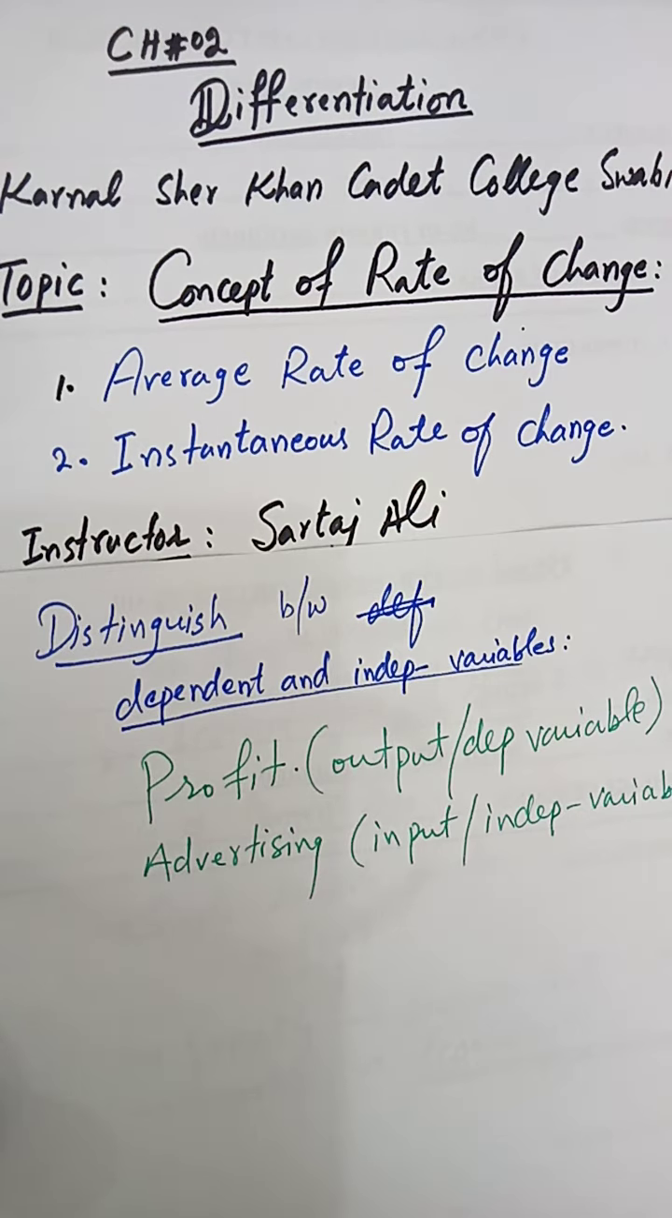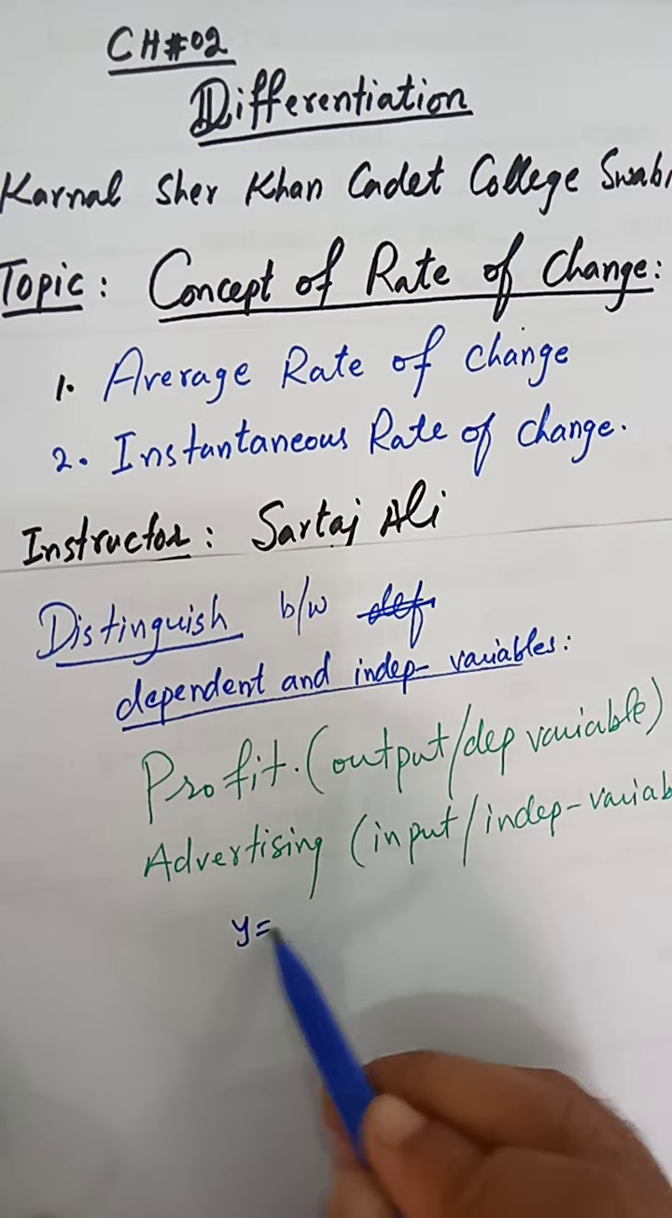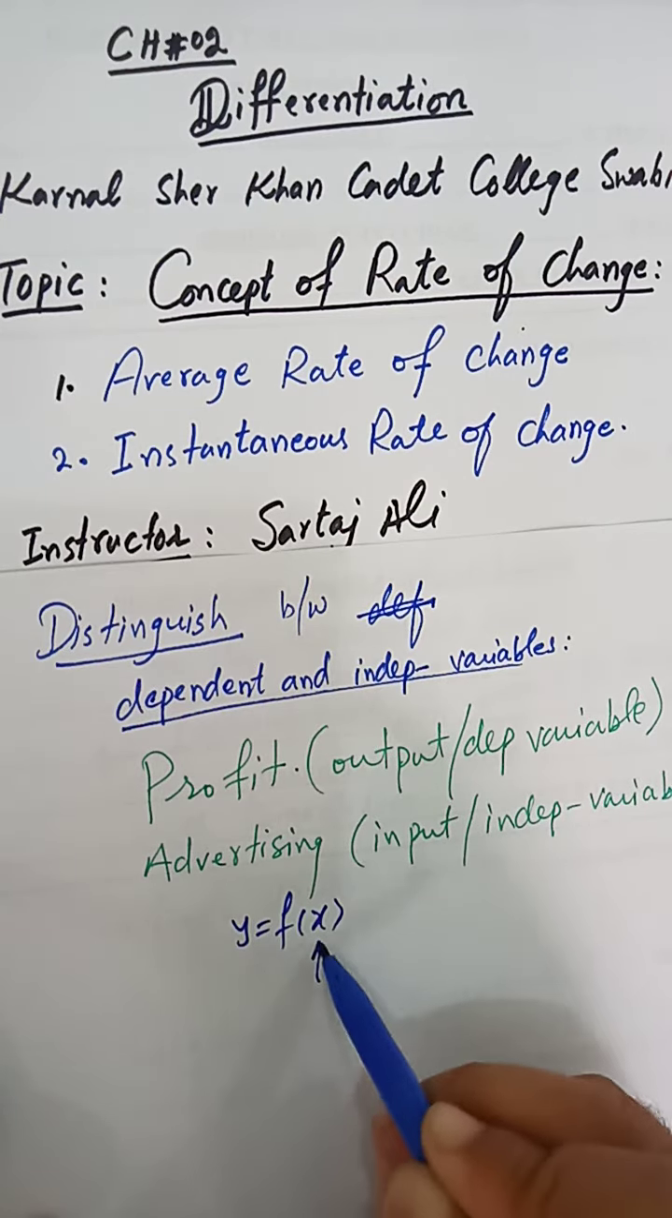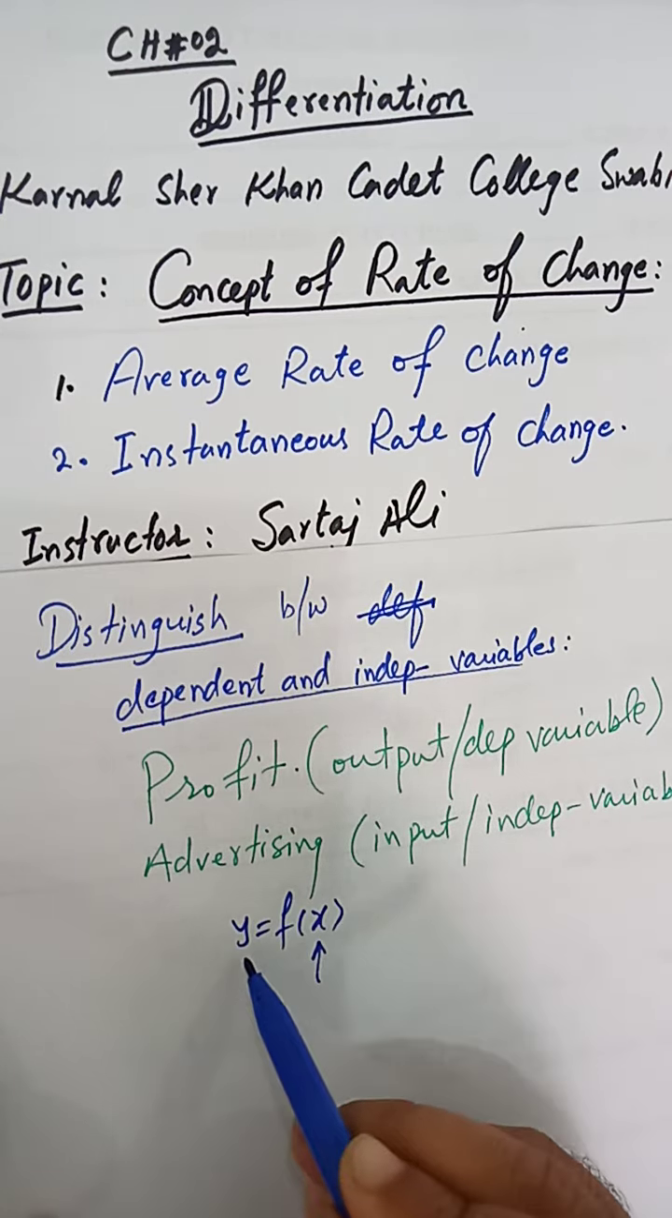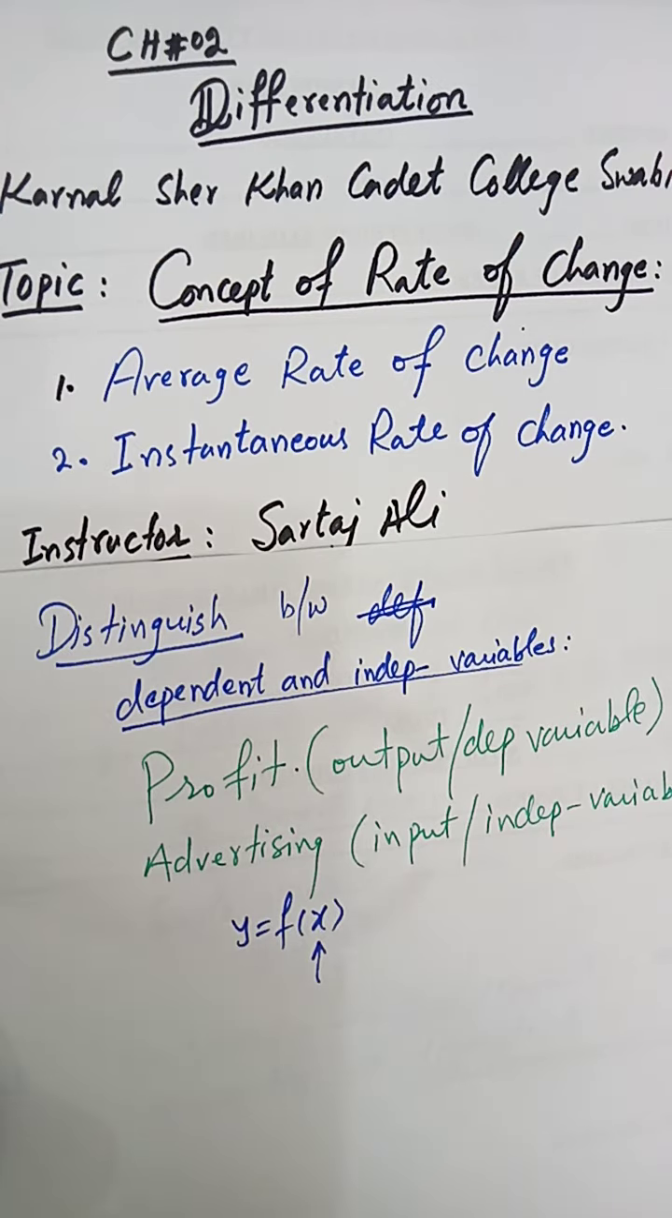Whenever you change the independent variable, the dependent variable will change, meaning the values. We are writing y is equal to f of x. So if we change the value of x, automatically the value of y will vary. So that is the difference between dependent and independent.